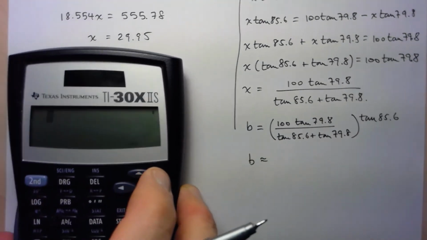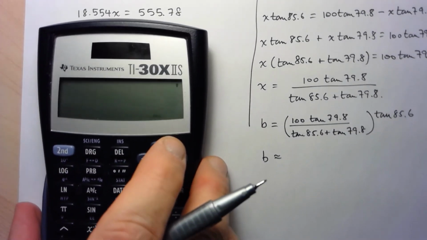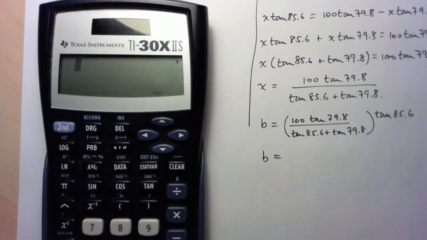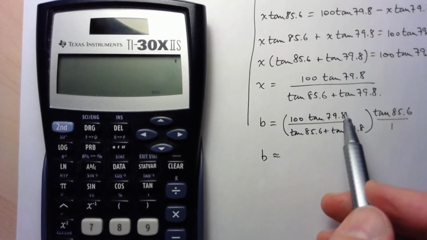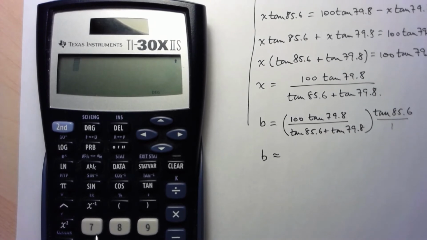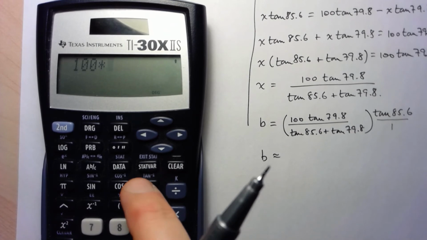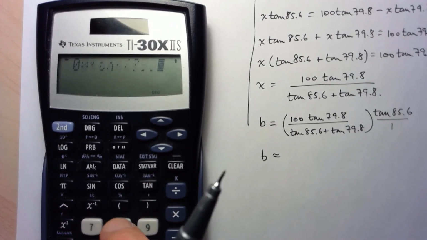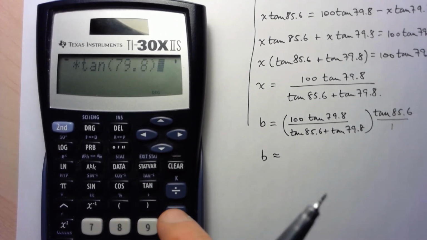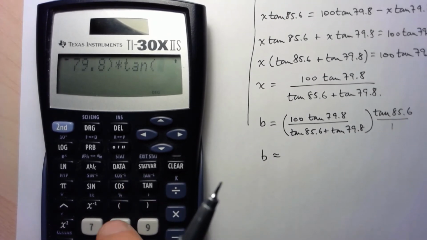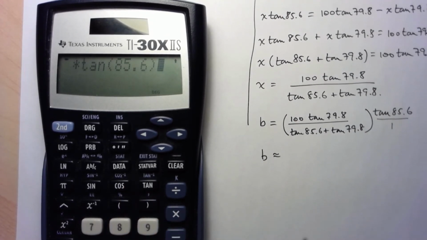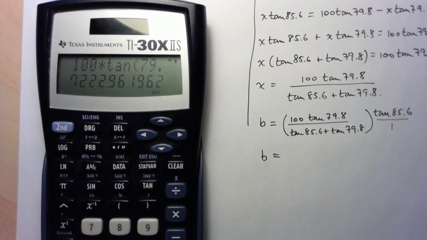Okay, let's see what we got here. And again, we have to be very careful about how we input this into the calculator. Now, first of all, this is like that number over 1, so I could just multiply that out to the numerator. So let me do the whole numerator, 100 times tan of 79.8, close bracket, times tan of 85.6. Okay, and there we go.